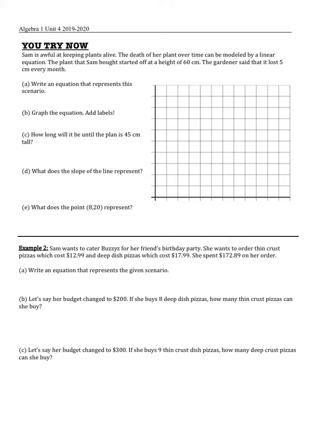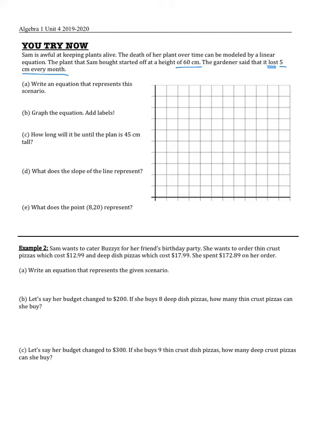So Sam is awful at keeping plants alive. The death of a plant over time can be modeled by a linear equation. It's kind of sad. The plant that Sam bought started off at a height of 60 centimeters. The gardener said that it lost 5 centimeters every month. Okay, so I'm going to kind of double underline the word lost, because to me that means we have an operation of subtraction of 5 centimeters every month.